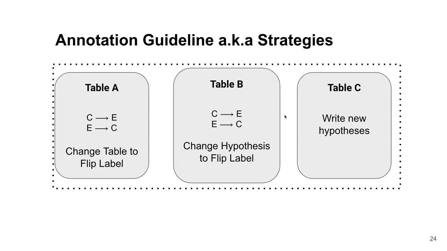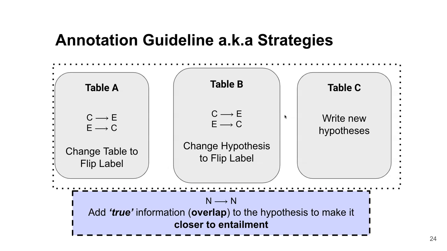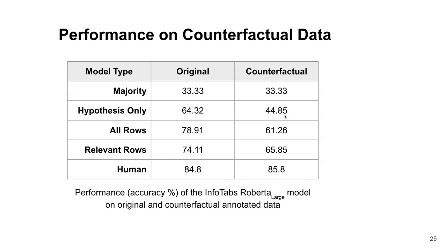Now label flip works for entailment and contradiction, but what about neutrals? So for neutrals, we just give them one instruction. Basically, have as much overlap with the tables, which are counterfactual tables, so that the neutral comes as close as possible to entailment, but it's actually a neutral. So add some true information which overlaps with the existing or previous table.